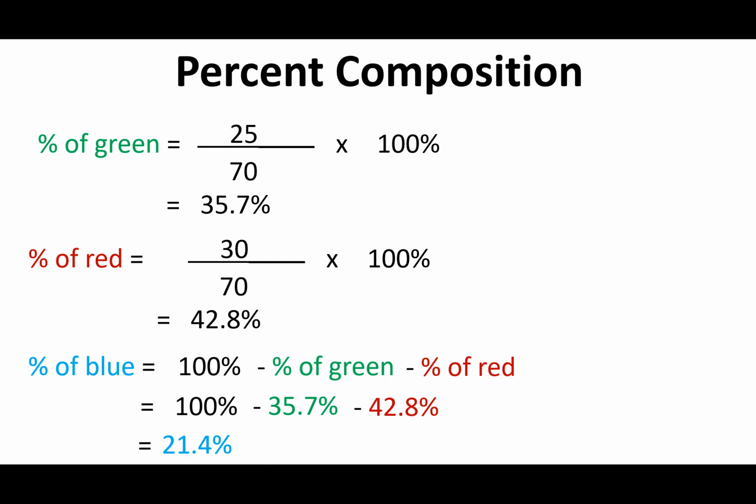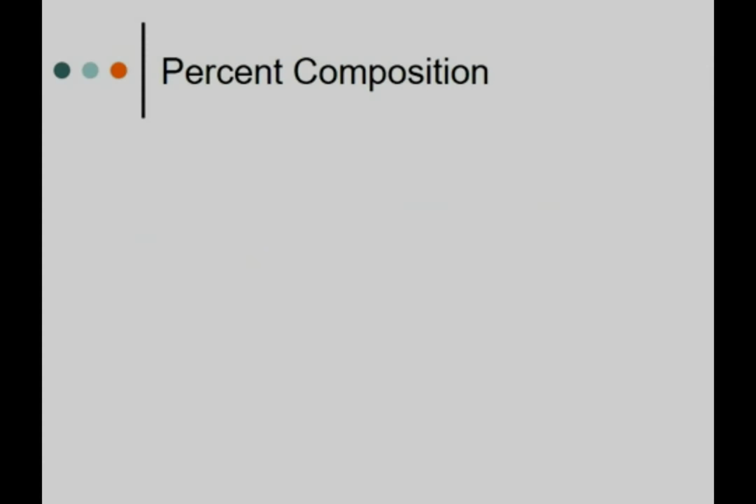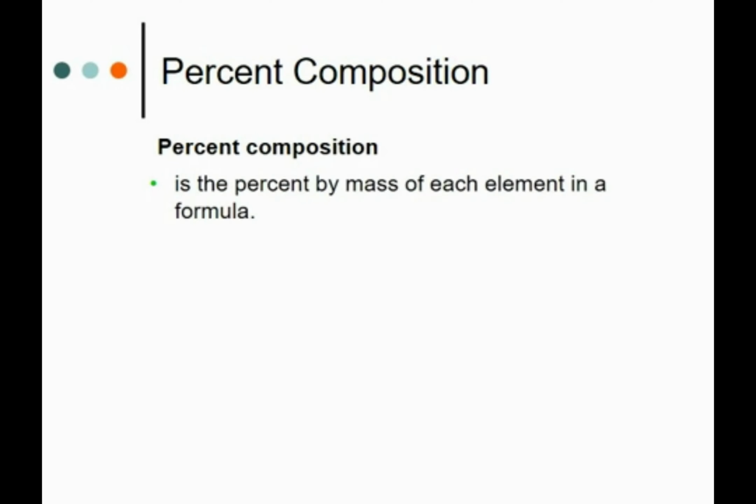So now that we know a little bit about percentage, let's apply this to some chemical compounds. So why are we looking at that? Well, because percent composition essentially is along the same lines. We're going to look at the mass of each element in a compound, and then we're going to look at the mass of the formula.